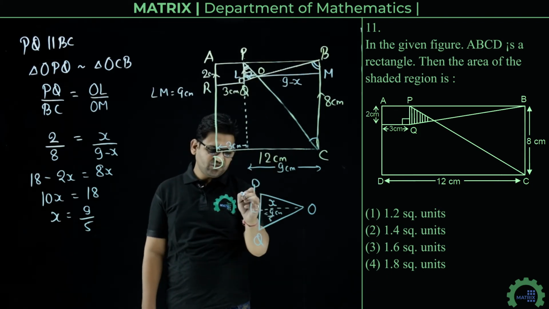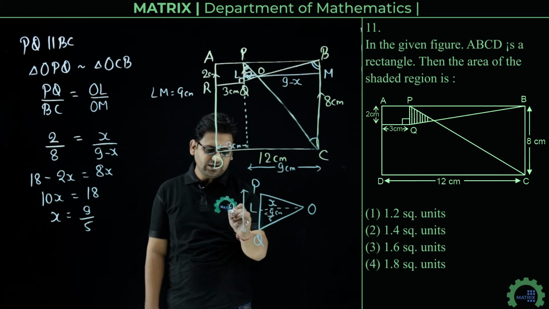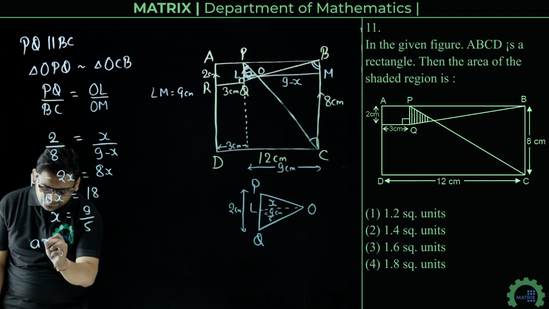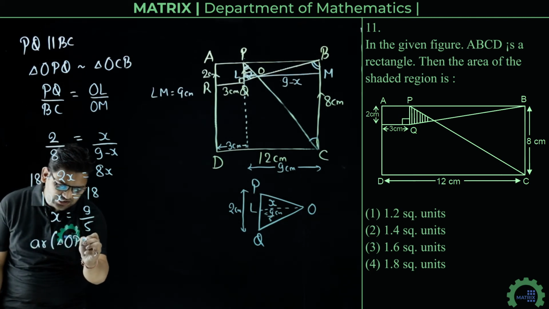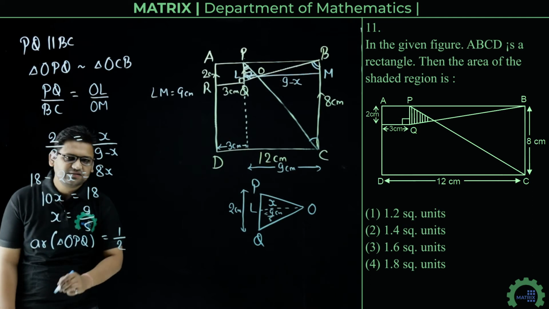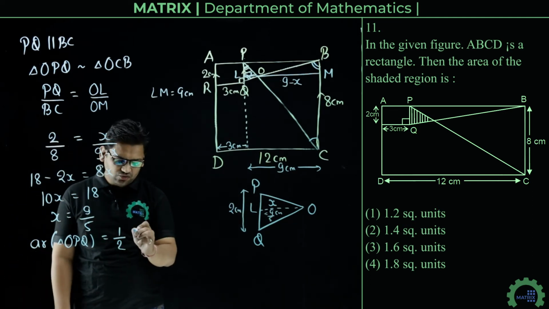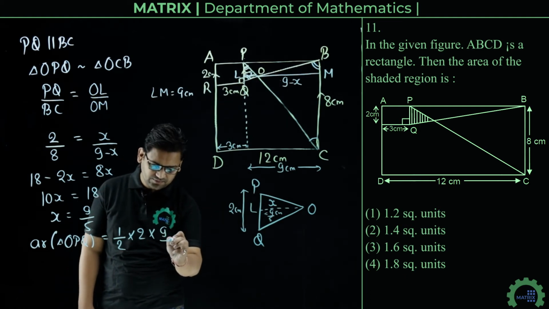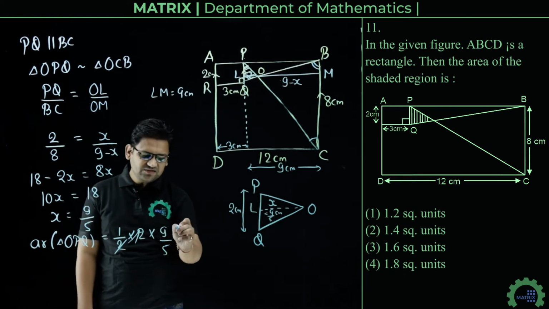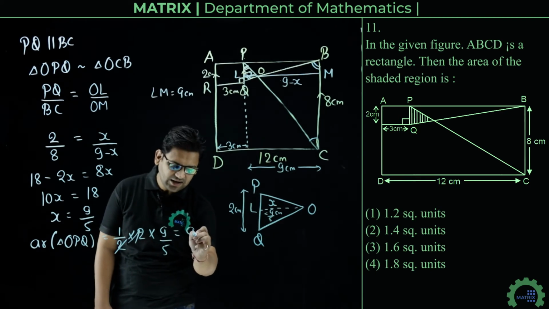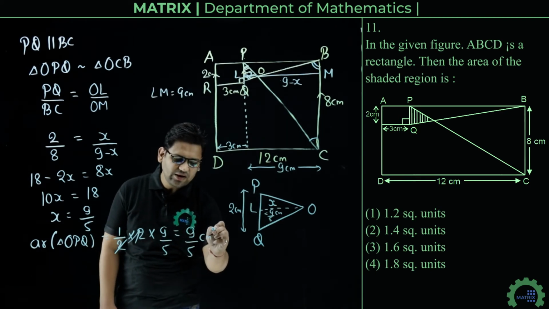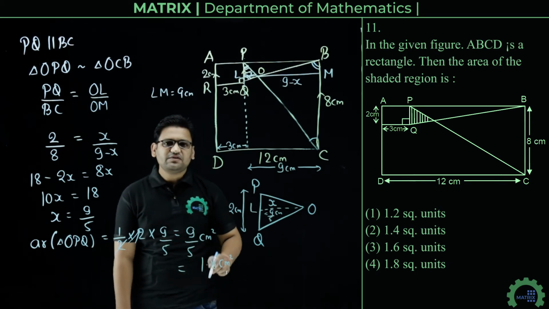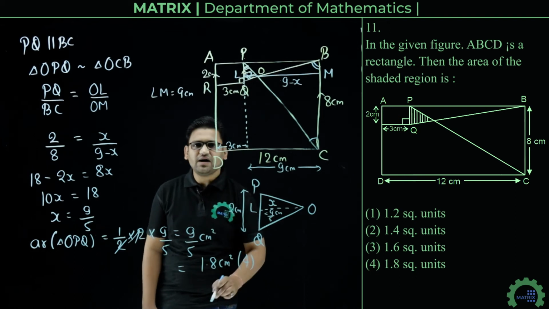Now we have to find the area of this triangle. The base PQ here is 2 centimeter, and the area of triangle OPQ is half into base into height. So half into base, base is 2, into height. Height is OL, that is 9 by 5. So on simplifying this, we get the area of this triangle is 9 by 5 centimeter square, which is equal to 1.8 centimeter square, which is option number 4, that is the correct answer.